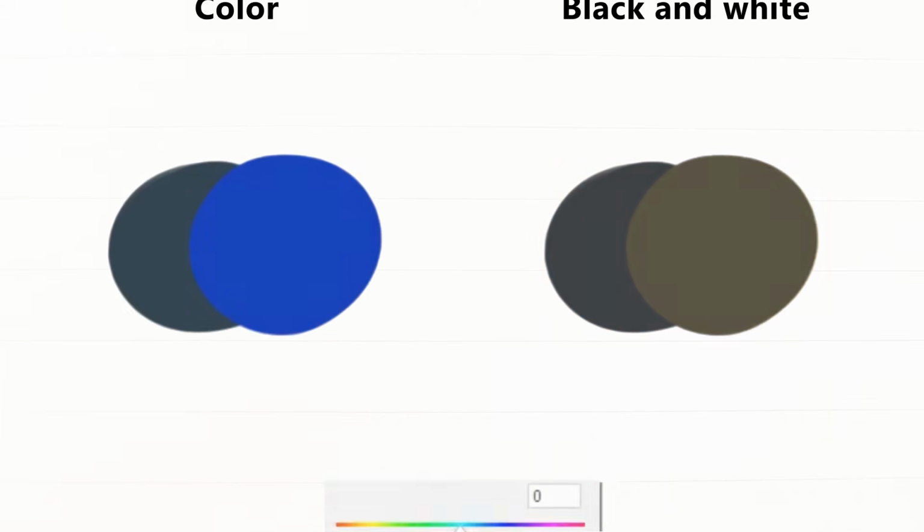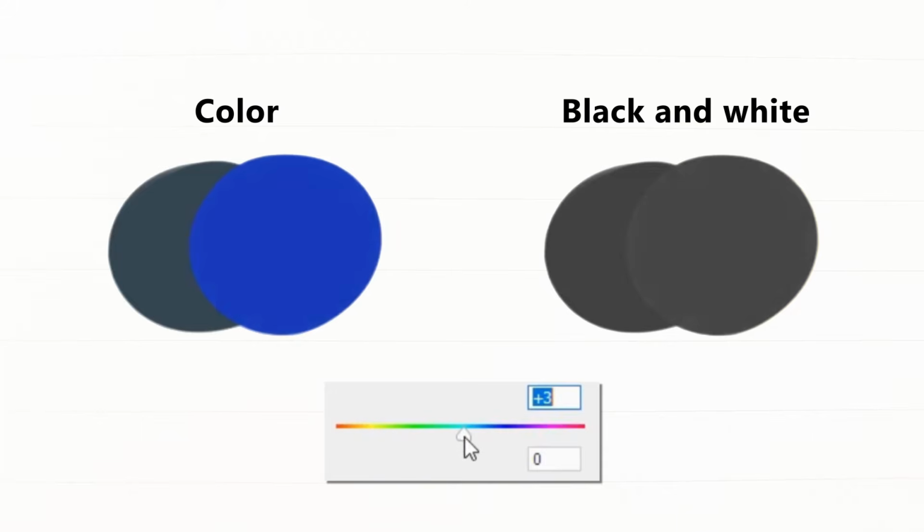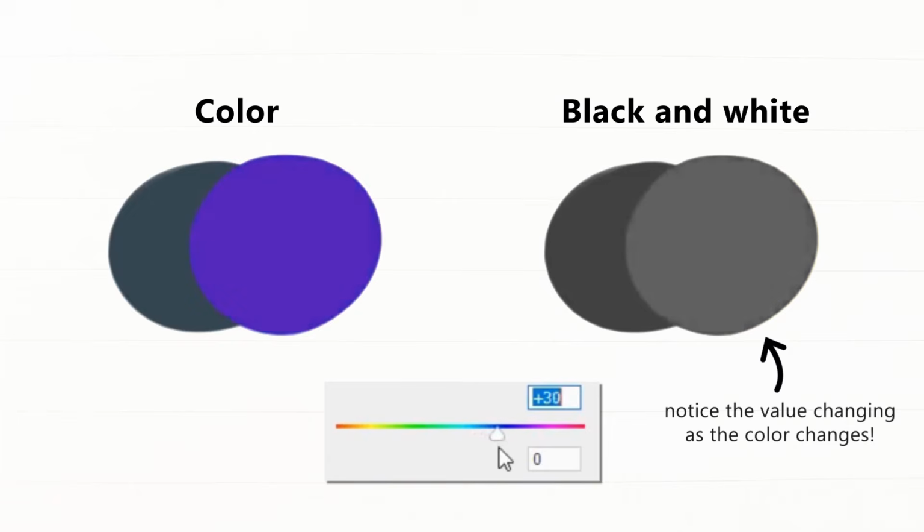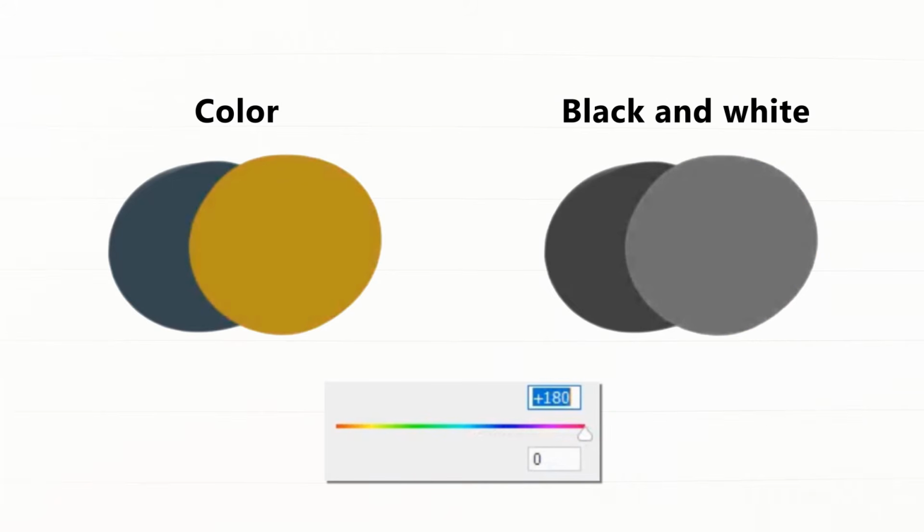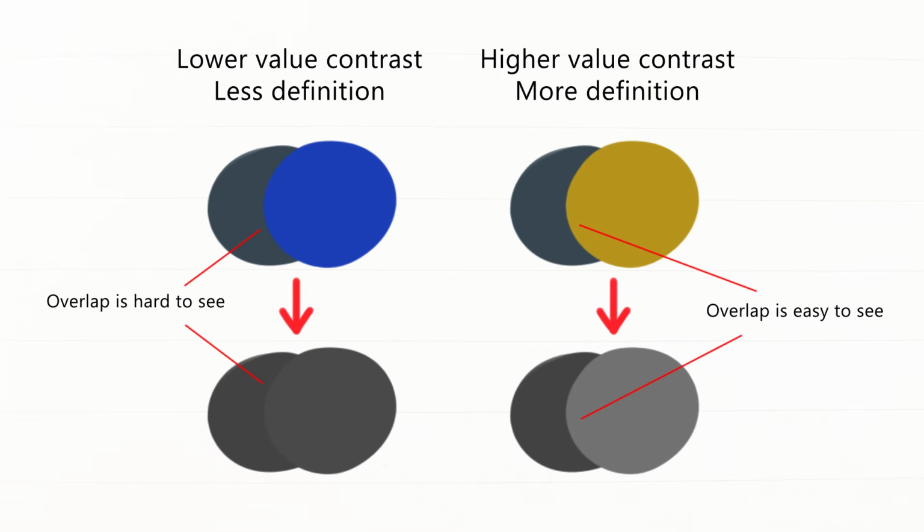So what actually happened there? Well, if we take a look at what we did in black and white, we'll see that while we changed the color of the blue dot, we also changed its value. So by changing the value of the color, we were able to achieve proper value contrast, which in turn created definition, making it easier to see what's going on in the image.